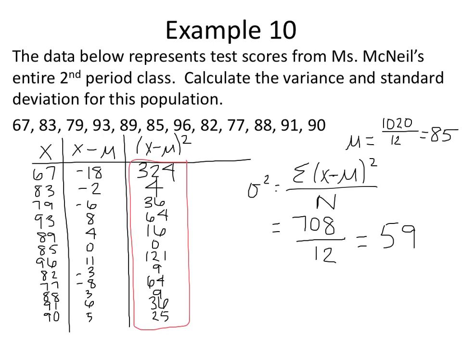It also asked us to find the standard deviation. So to find sigma, all we need to do is take the square root of 59. And since this is going to come out to be a decimal, we're going to write our standard deviation and variance, anytime it comes out to be a decimal, with 3 decimal places. So we get 7.681 for our standard deviation.